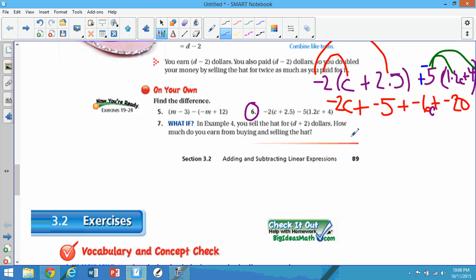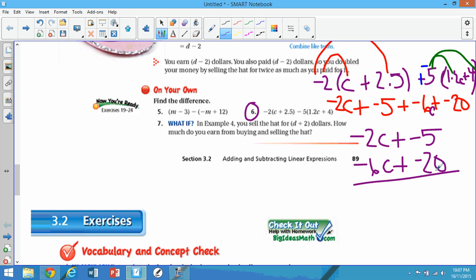I'm going to show you the vertical method for right now. So it's negative 2c plus a negative 5 and negative 6c plus negative 20. Okay? Then you add negative 20 plus a negative 5 is a negative 25, plus negative 2c plus negative 6c is negative 8c. So that's our answer, negative 8c plus a negative 25. That would be your answer. That's how you would do it with the distributing.